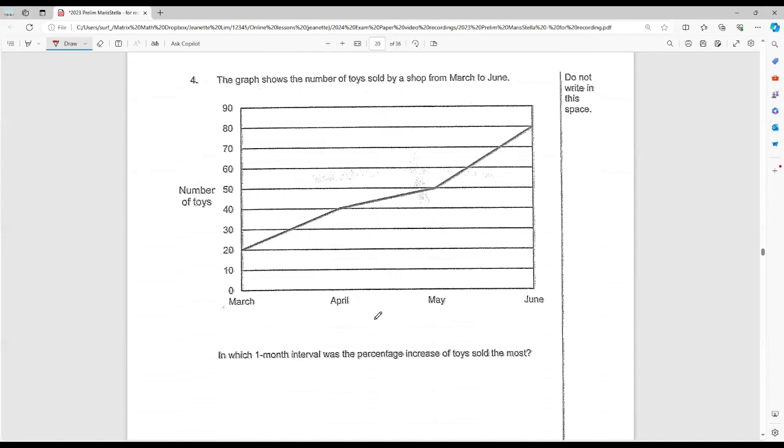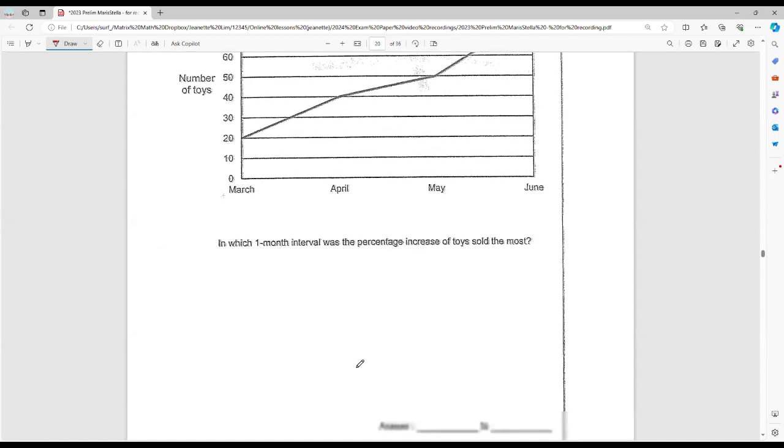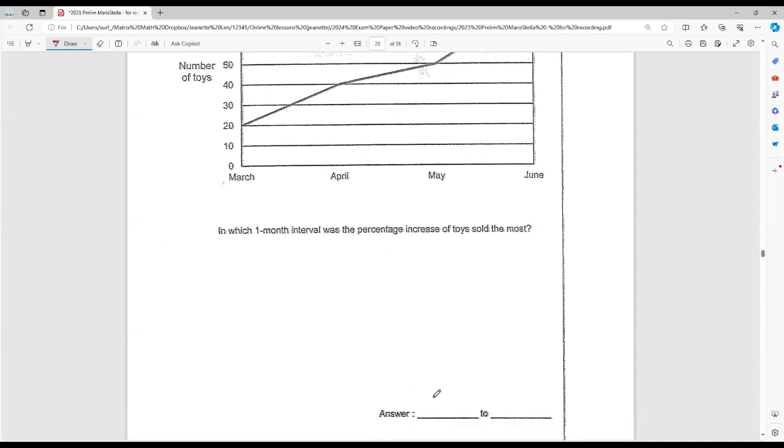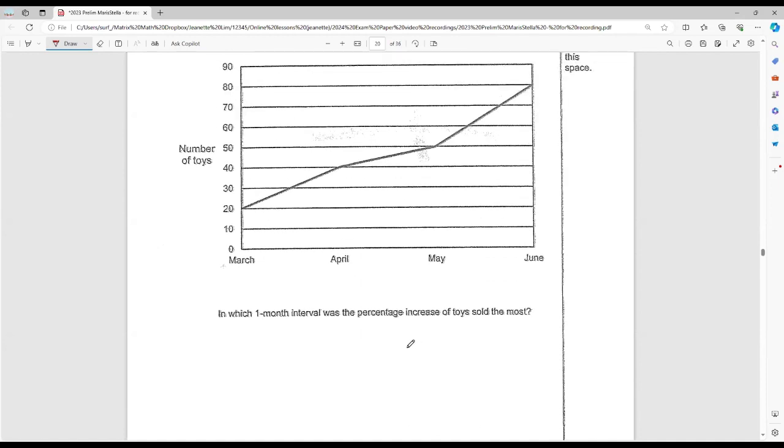Question 4. The graph shows the number of toys sold by a shop from March to June. So in which 1 month interval was the percentage increase of toys sold the most? In your answer, you're supposed to state from which month to which month. Now let's figure out what it is for each month. So March itself is 20, April itself is 40, and then we have 50 and 80.